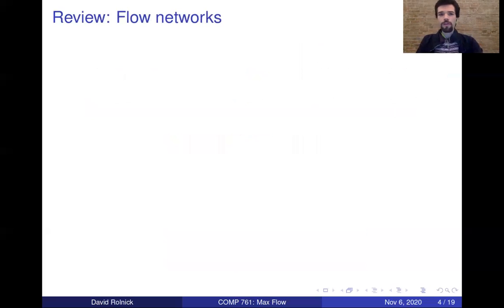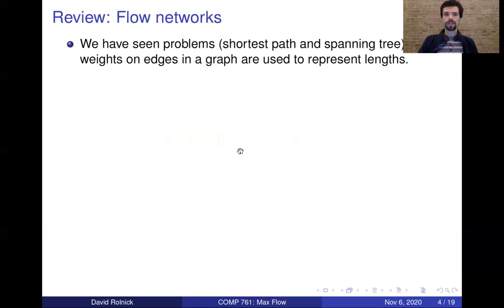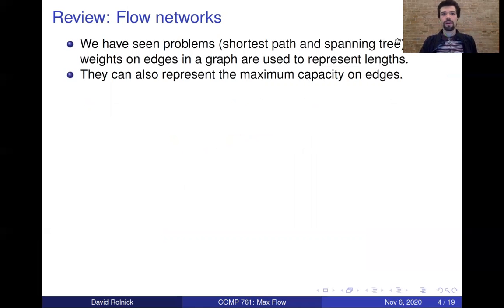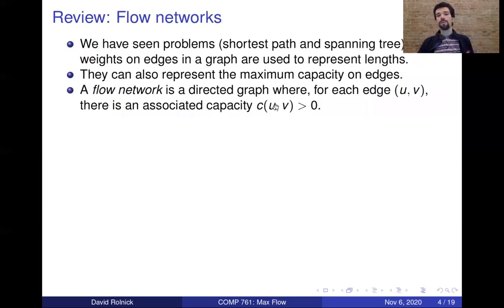So a reminder of what is involved in a flow network. We've seen problems, again, this is just repeating stuff that we did last time. We've seen problems like shortest path and spanning tree, where weights on the edges of a graph are basically representing lengths. And they can also represent the maximum capacity on edges instead. And so a flow network is where the weights on the edges are capacities.